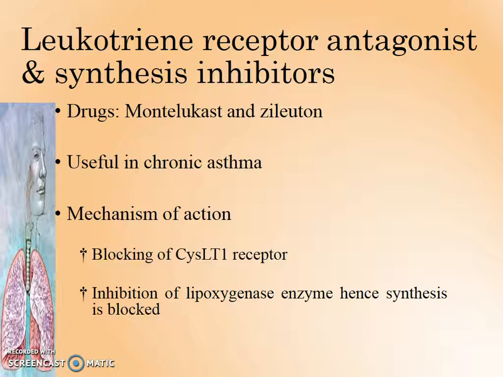Next, we have the leukotriene modulators. Basically, we have leukotriene receptor antagonists, an example is montelukast, and leukotriene synthesis inhibitors, an example is zileuton. These both drugs can be used in case of chronic asthma. Mechanism: because they are leukotriene receptor antagonists, they are going to block the cysteinyl leukotriene 1 subtype receptor, while the synthesis inhibitors are going to inhibit the LOX, that is the lipoxygenase enzyme, the one which is responsible for formation of leukotriene.